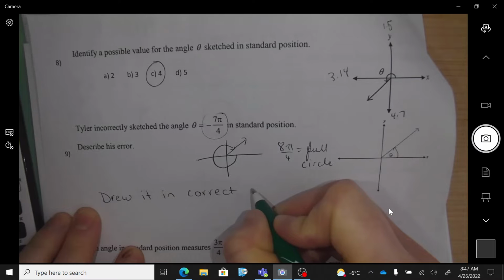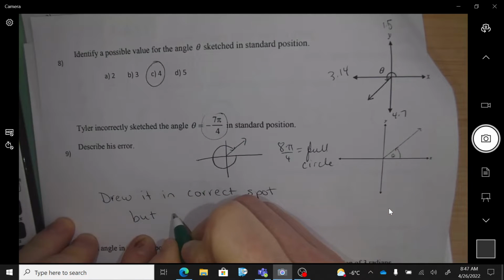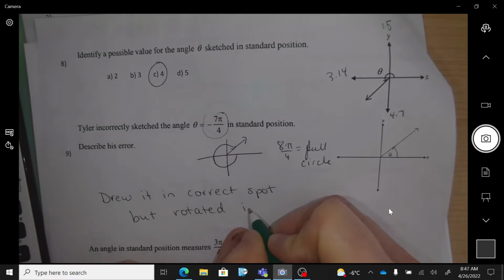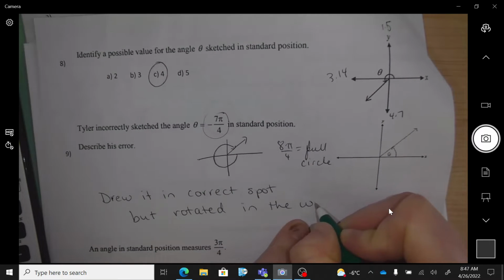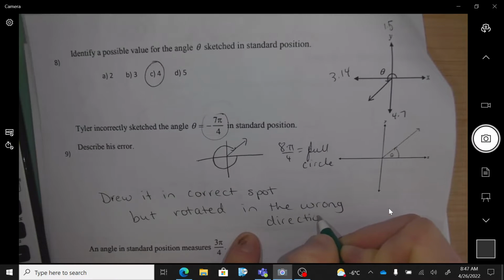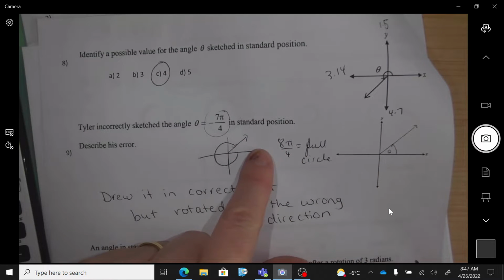So you drew it in the correct spot, but rotated in the wrong direction. So you can see here the rotation is that way versus this way.